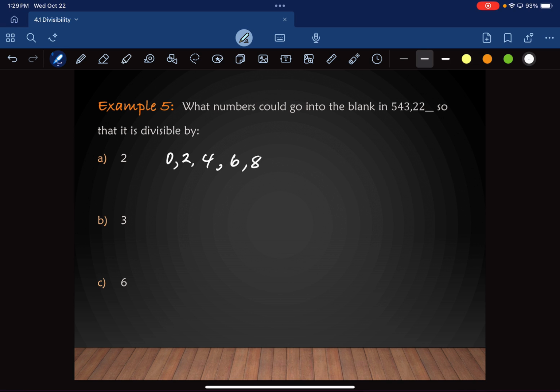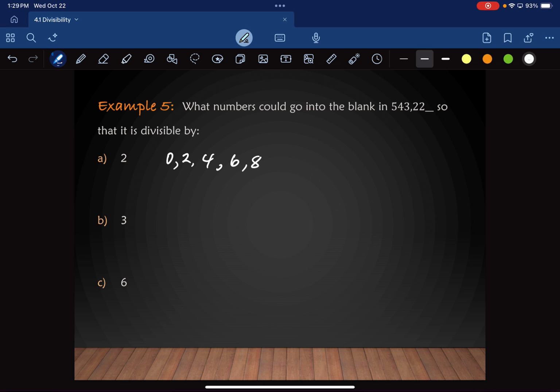That's exactly right. So the last digit's the only one that matters, right? When we're looking at divisibility by 2, we just care about the last digit. And as long as that last digit's divisible by 2, which all of these are, then the original number will be as well. Okay? So 2s and 5s and 10s are actually the nicest. 3's not the same thing. I can't just say I'm going to put a 3, 6, or 9 in that blank, right? That's not the rule for 3's.